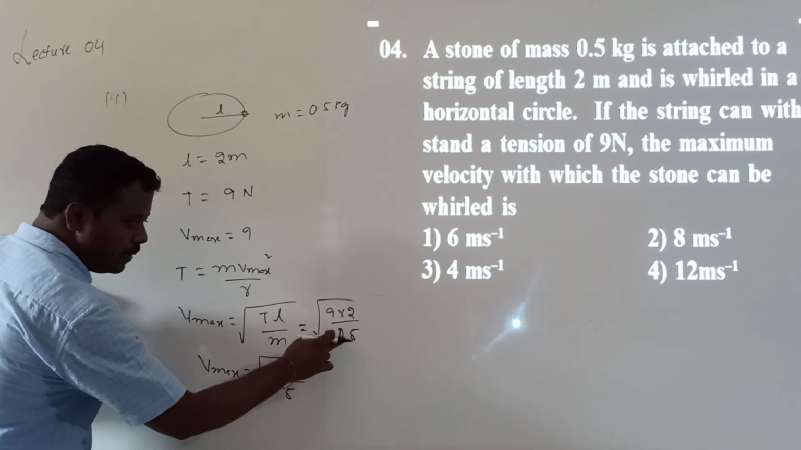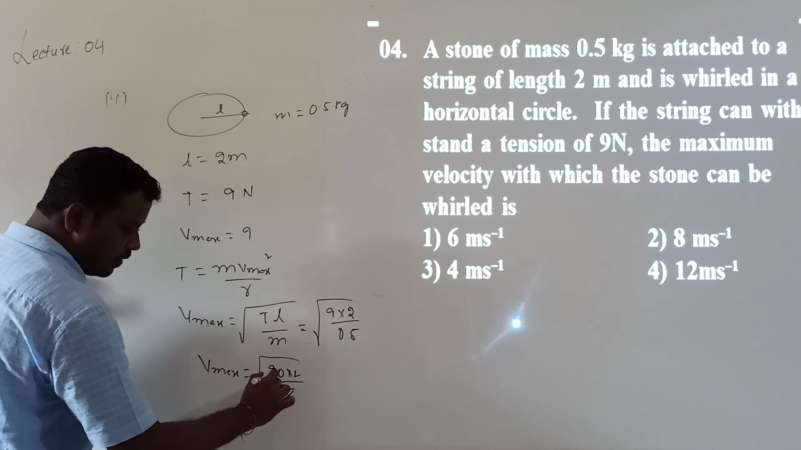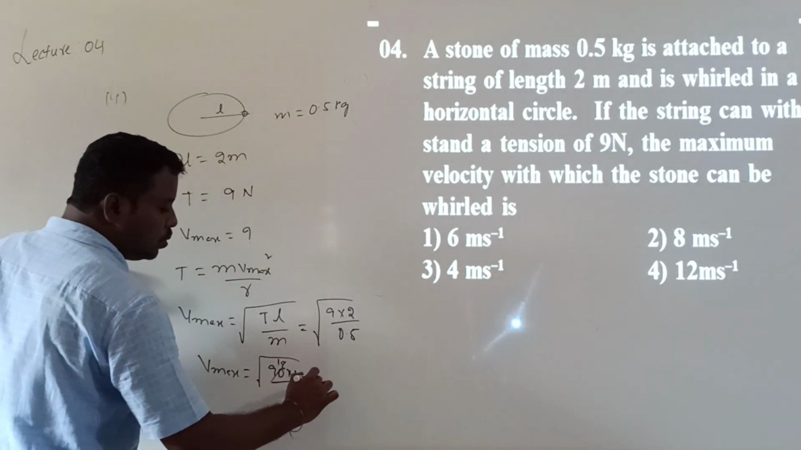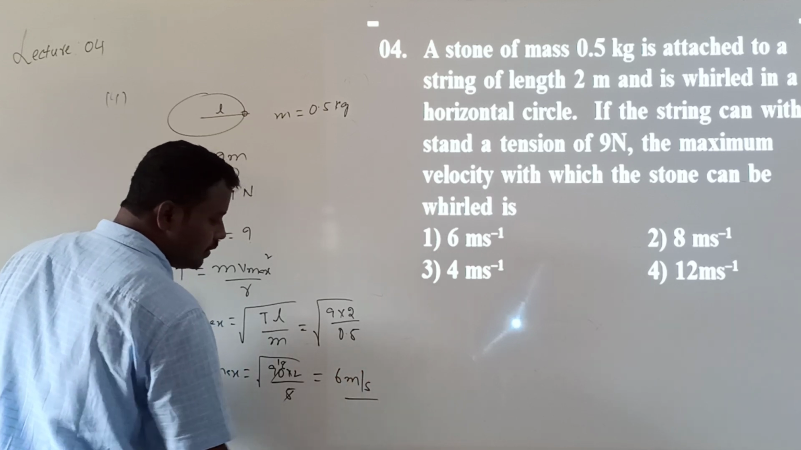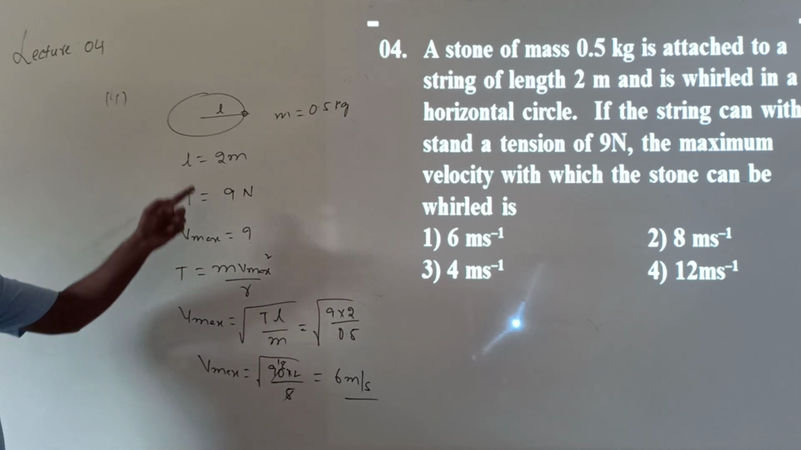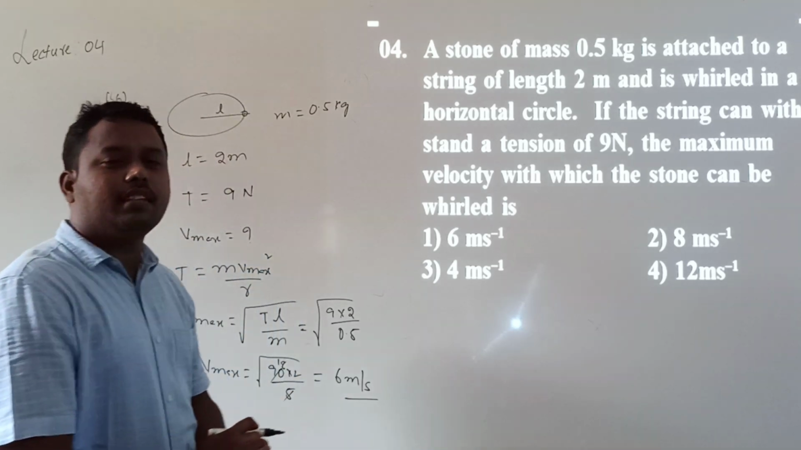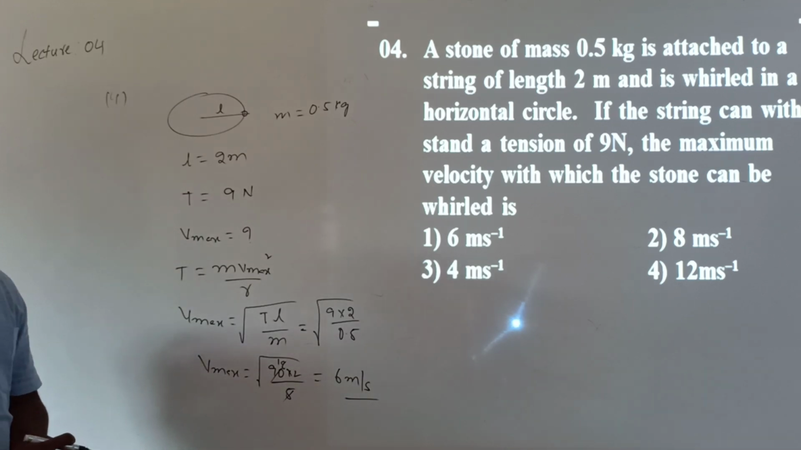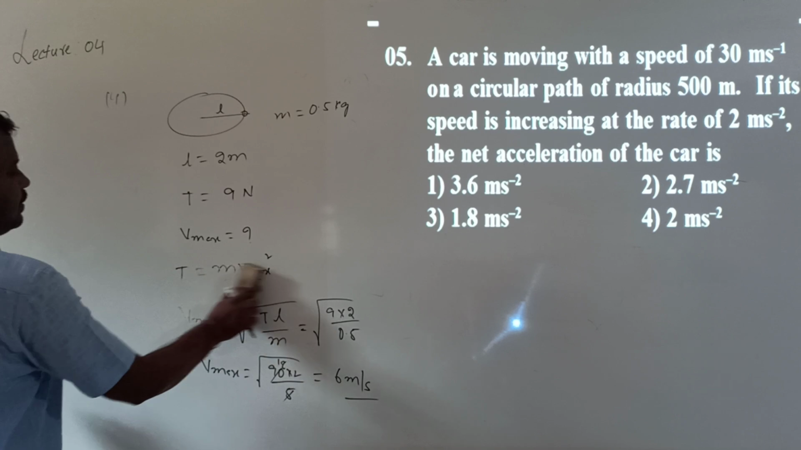To remove the decimal, keeping 0 here, 90 into 2 divided by 5, that is 18 into 2 is 36. Root 36 is 6 meters per second. So this is the maximum speed with which the stone can be rotated in a horizontal circle. Understand now? That was question number 4. Next one, question number 5.